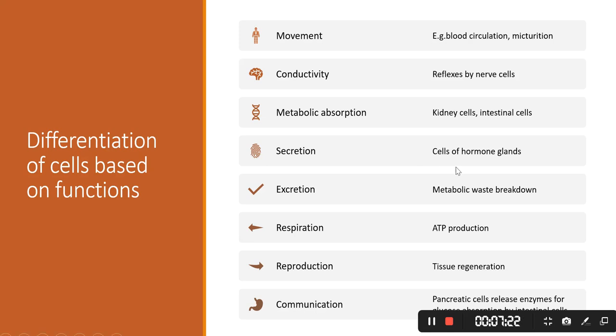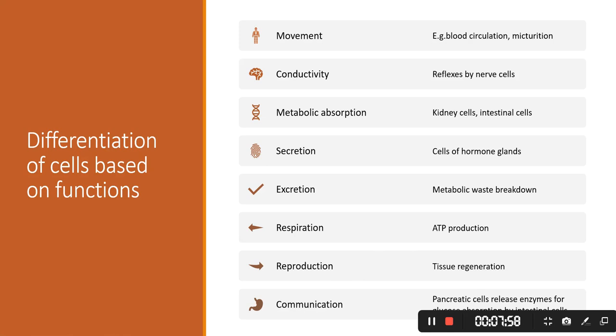Secretion. There are some cells of the hormonal glands. They can secrete. Then excretion. Some cells can do the metabolic waste breakdown and then remove it from the body. Those are the cells which have acquired the function of excretion. Respiration. There are cells in our body like the cells of the alveoli of the lung. They can do the oxygen carbon dioxide transfer and they can help in the production of the energy molecule called ATP.